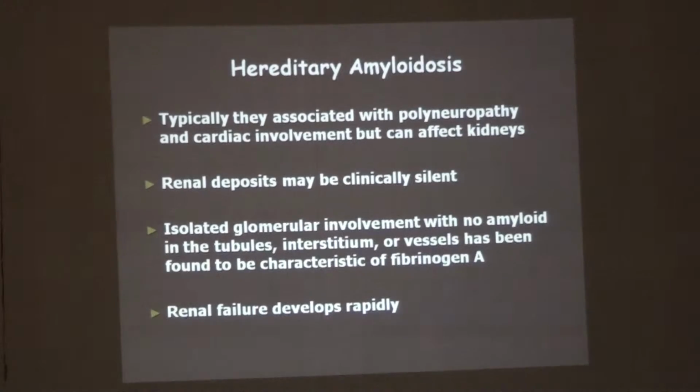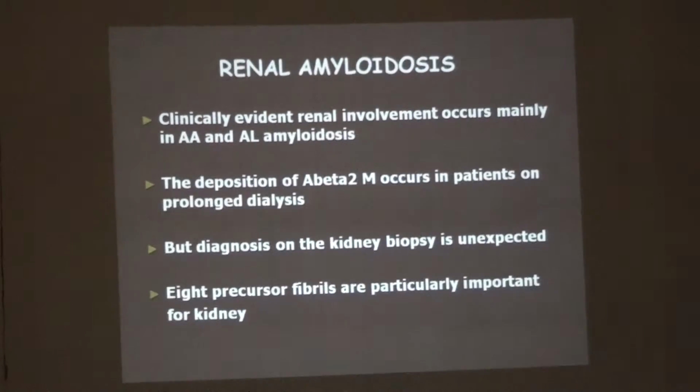Typically they are associated with polyneuropathy and cardiac involvement, but can also affect the kidneys. Renal deposits may be clinically silent. Isolated glomerular involvement with no amyloid in the tubules, interstitium or vessels has been found to be a characteristic of fibrinogen, and renal failure develops rapidly. So renal amyloidosis is a clinical event. Renal impairment occurs mainly in AA and AL amyloidosis.